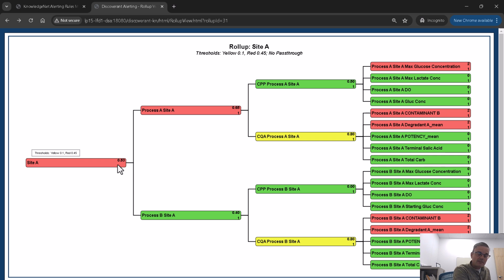Now, if we look at the thresholds, we see that the yellow threshold is 0.1. As I float over, you see that tooltip. And the red is 0.45. Since 0.53 is above that threshold, this is red. So that's how those calculations work.